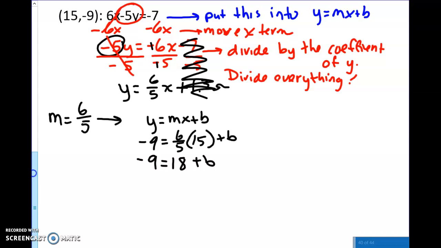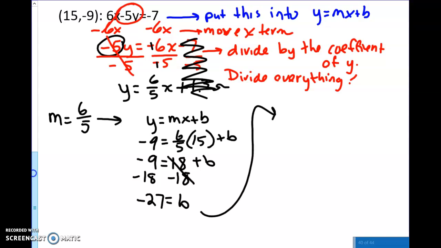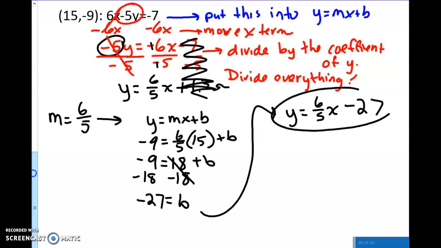And then that's a positive 18 because both those numbers are positive, so I'm going to subtract 18 from both sides. And I get negative 27 equals b. So now I'm going to come back with all this information. I'm going to write my new equation in slope intercept form, and that would be my answer.